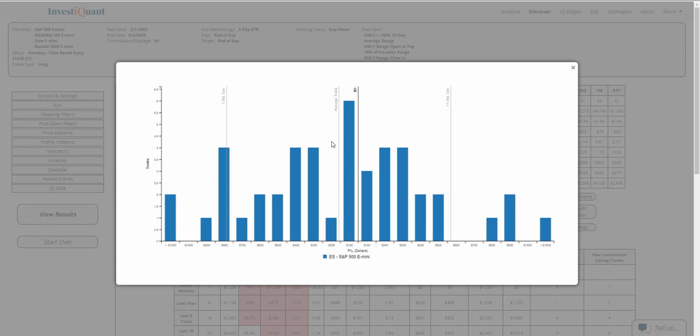So you can see the majority of these are falling to the left of the 0 line. The taller bars are on the left of the zero line, and some of these outliers look a little bit taller here as well on the left-hand side, which are the losing trades.